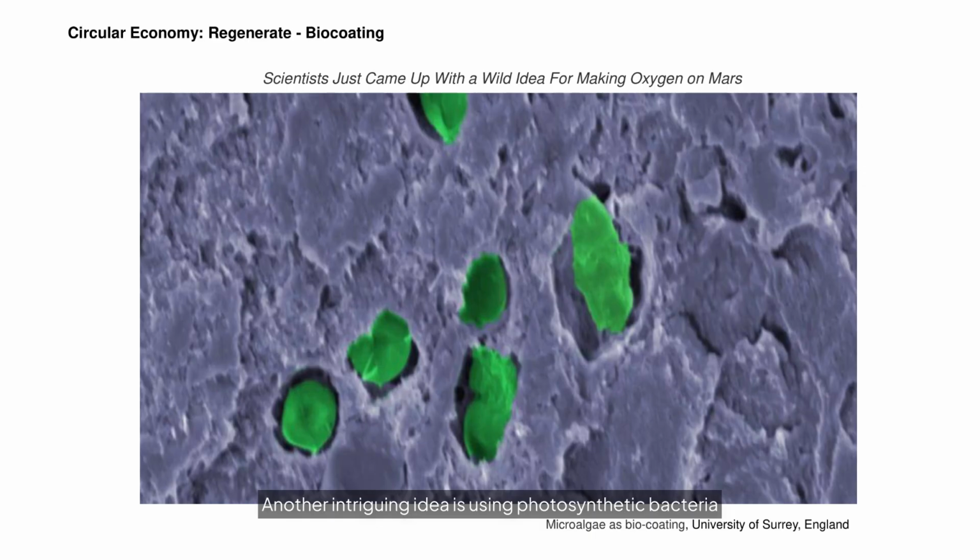Another intriguing idea is using photosynthetic bacteria to produce oxygen even beyond Earth. Scientists have proposed incorporating desert cyanobacteria into a living paint that could generate oxygen on Mars. Researchers at the University of Surrey created an oxygen-producing biocoating with these microbes, nicknamed green living paint. It was shown to steadily release oxygen while absorbing carbon dioxide in its environment.